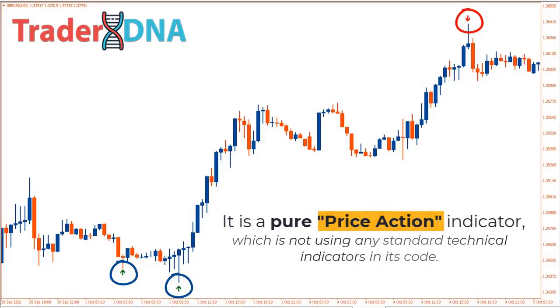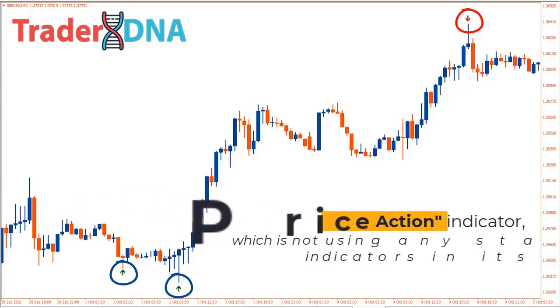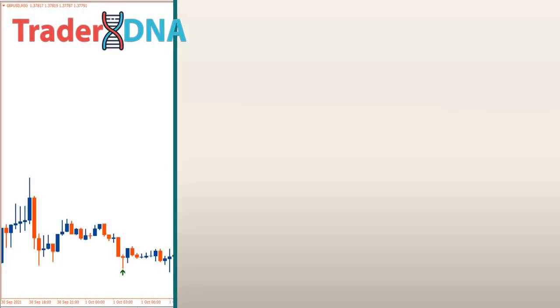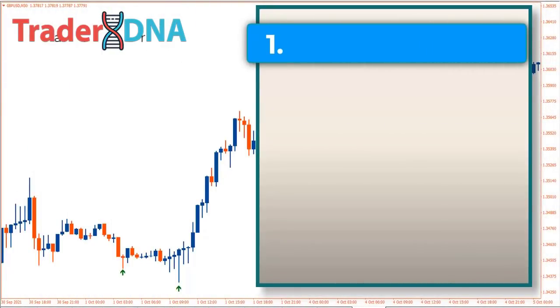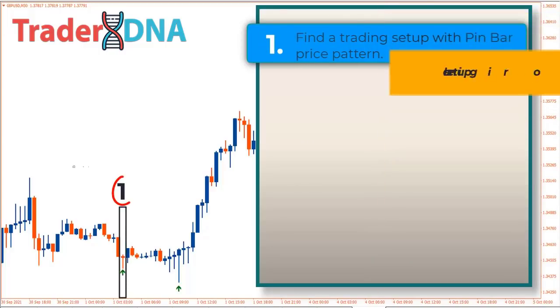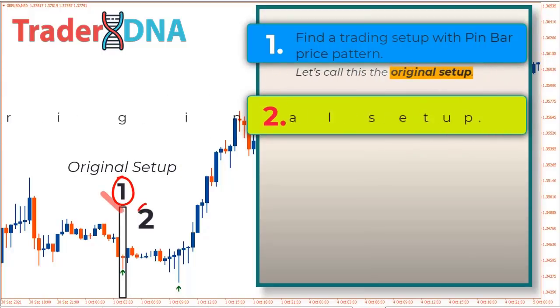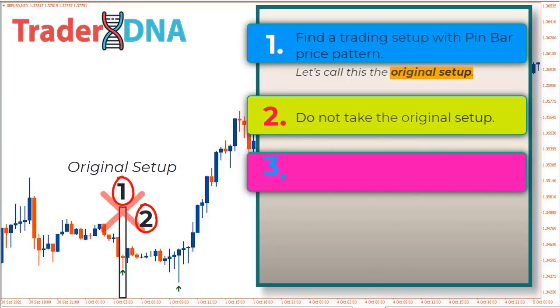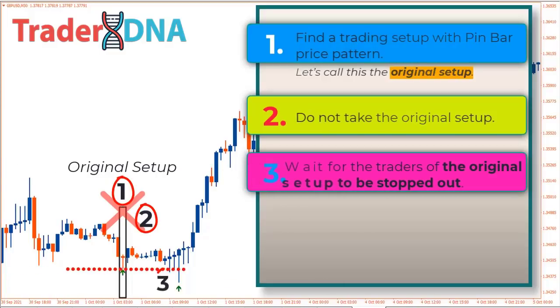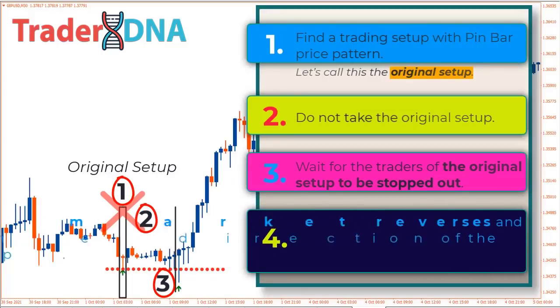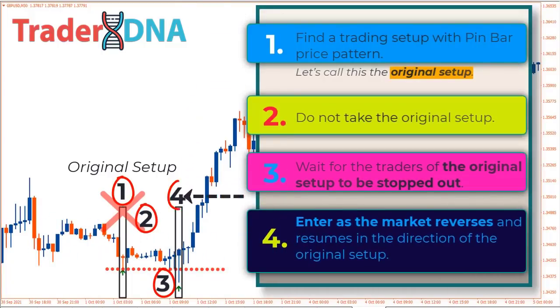And now, we will discuss how to trade the pin bar re-entry trading strategy. The strategy takes the following form. First, find a trading setup with a pin bar price pattern. Let's call this the original setup. Second, do not take the original setup. Third, wait for the traders of the original setup to be stopped out. Fourth, enter as the market reverses and resumes in the direction of the original setup.